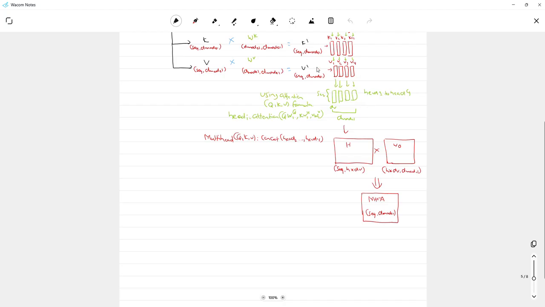The output from all H individual heads, head 1, head 2, head 3, head 4, are then concatenated or stacked side by side back together. This forms a large intermediate matrix H with the dimension sequence length by H times dv. Since H times dv equals d_model, the concatenated matrix returns to the original dimension of sequence length by d_model.